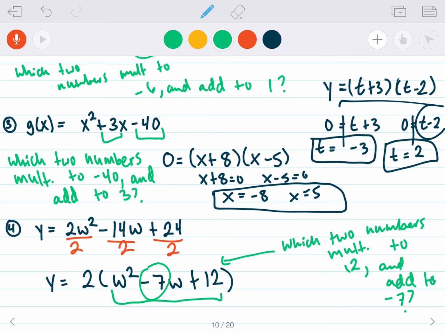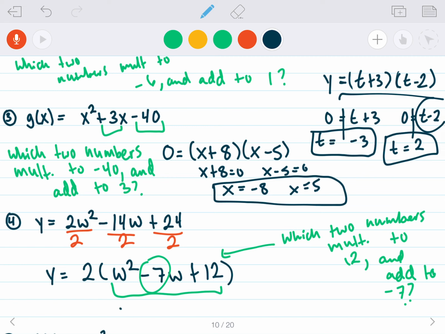Okay, so let's go ahead and answer this. Which two numbers multiply to 12 and add to negative 7? I'm thinking of 4 and 3 make 7. So how about negative 4 and negative 3? So this becomes, the 2 is going to stay there, and then we have w minus 4, w minus 3. Negative 4 and negative 3 multiply to give us positive 12, and negative 4 plus negative 3 gives negative 7. So we know that we made the right choice there. Now we're in factored form.